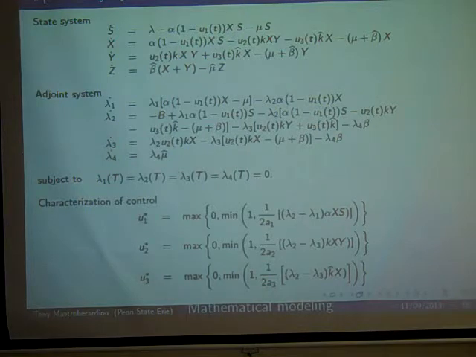So we have the state system, which is what the initial value problem was, along with the initial conditions, which I don't have listed. And now we have this adjoint system. Part of this principle is to insert these adjoint variables, and they play the role of Lagrange multipliers. So now we have an adjoint variable for each of the state variables, and so we have this other system of 4 ODEs for these adjoint variables.